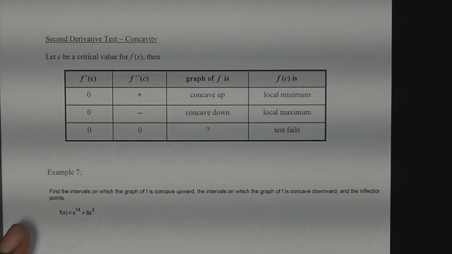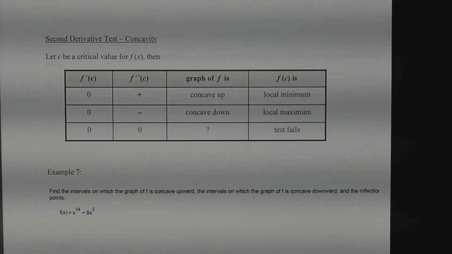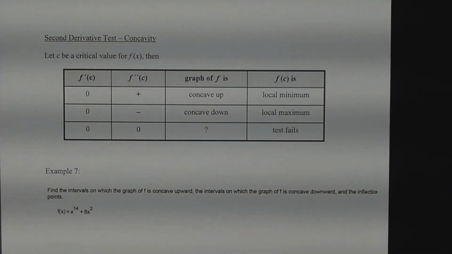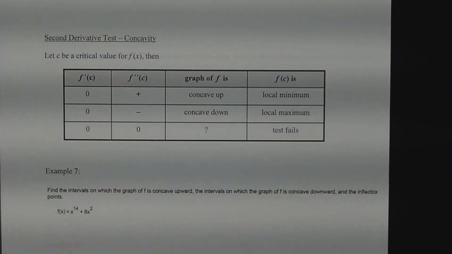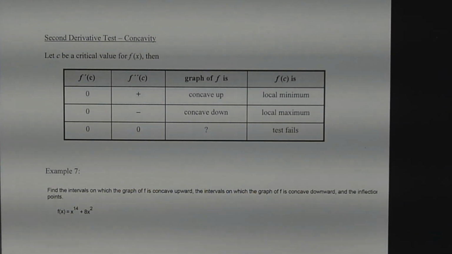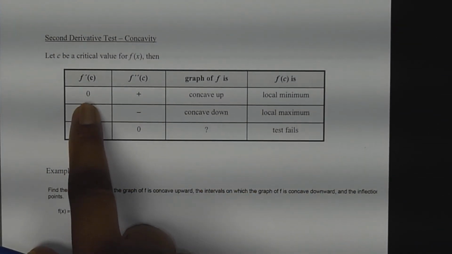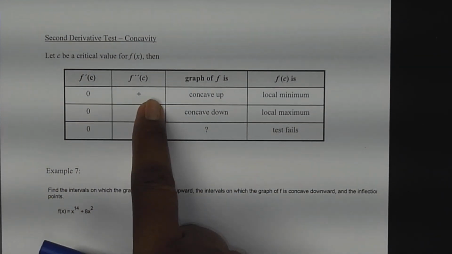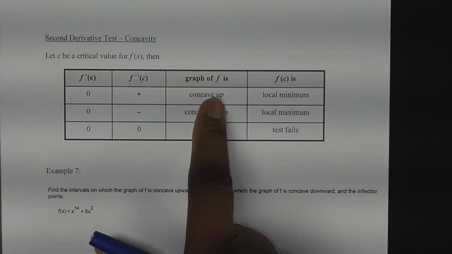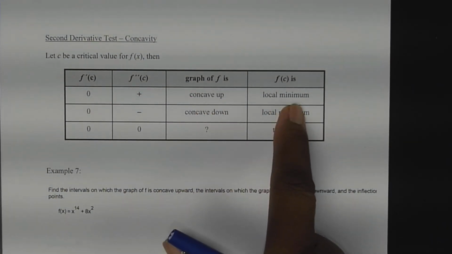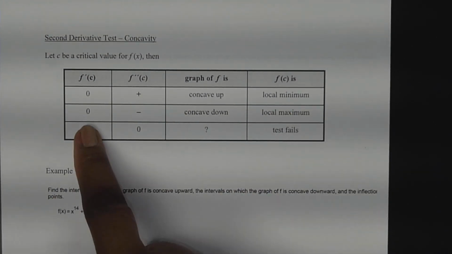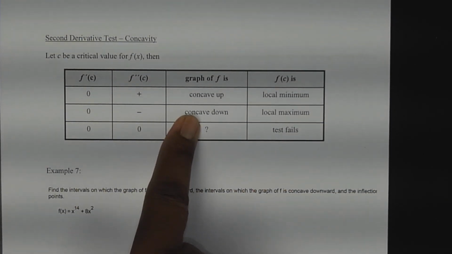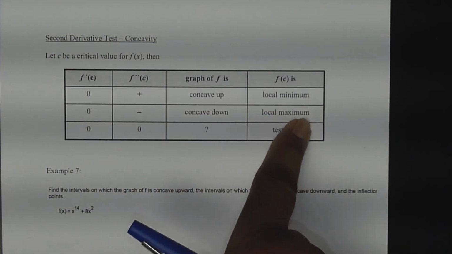All right, now the next page, I think this is just the second derivative test, which is the summary of what we've been doing here. In this case, f prime of c is 0, but f double prime of c is positive, so the graph would be concave up. We have a local minimum. If f prime of c is 0 but f double prime of c is negative, that means it's concave down, meaning we have a local maximum.